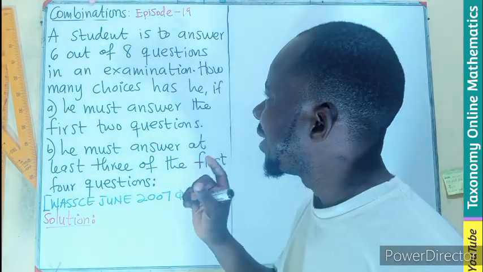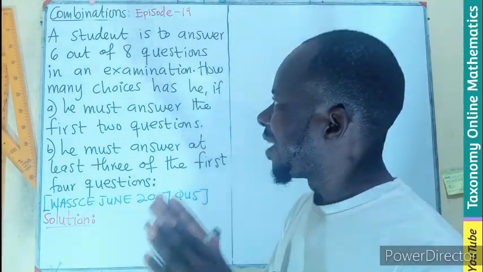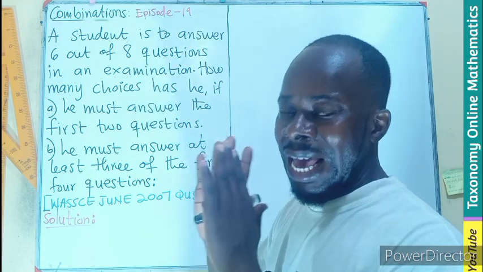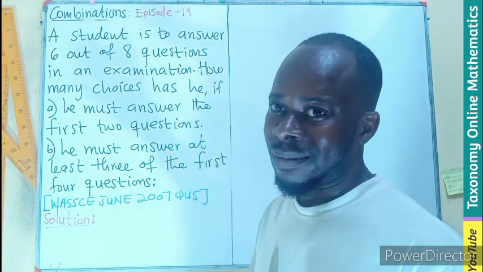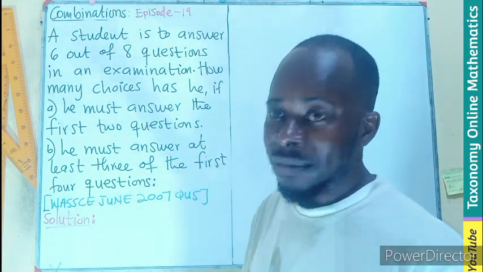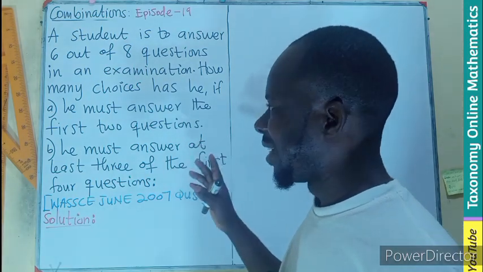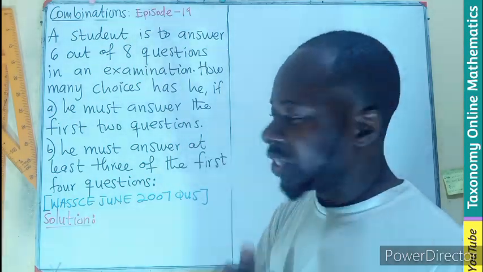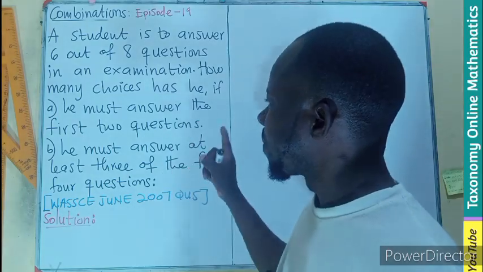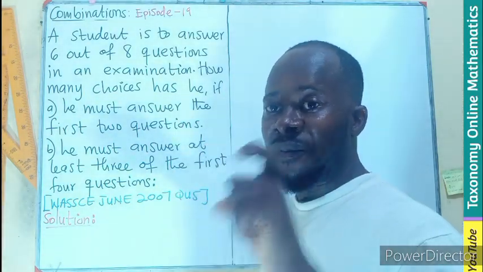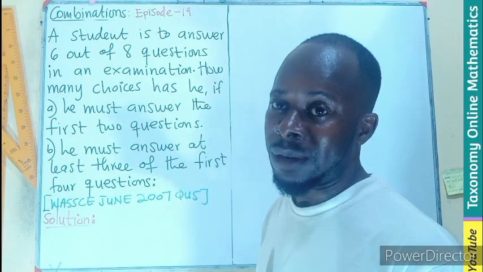So here, a student is to answer 6 out of 8 questions in an examination. So there are 8 questions, you have to answer 6. How many possible choices do you have? Now, how many choices has he if one condition is that he must answer the first 2 questions? So the first 2 questions are compulsory.